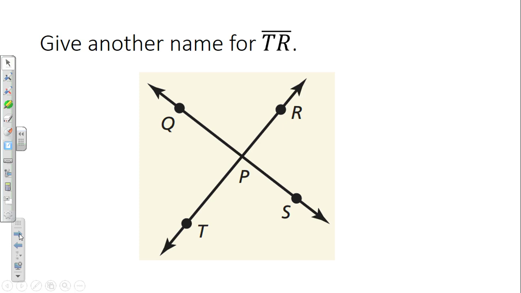So if I highlight TR, that means I started at T and I went to R. So a suggestion was, well, RT is the same thing. It doesn't matter which way I start. I still want to talk about that same portion of that line, right? And so the only other name is RT, and you put a segment on top.